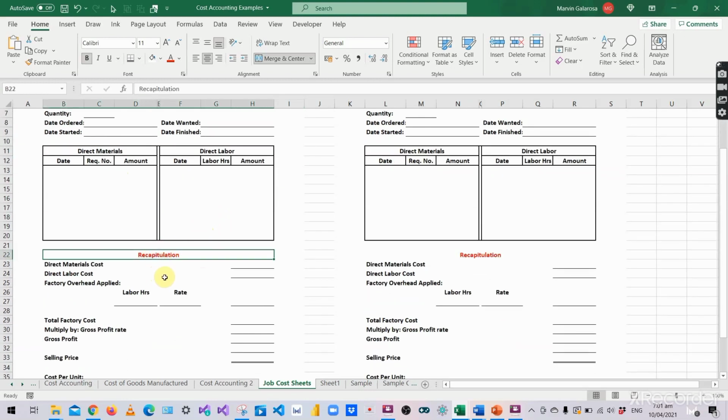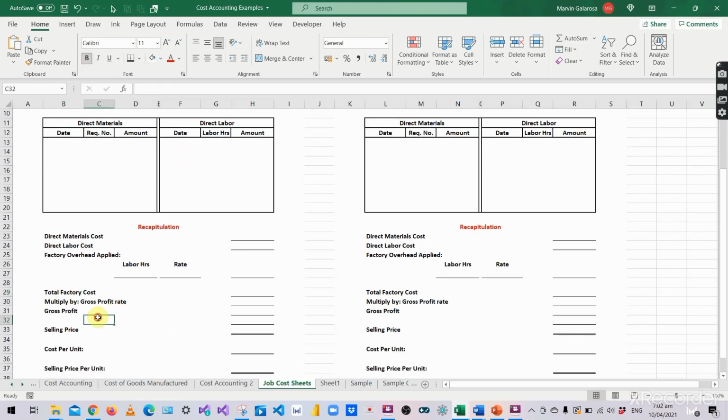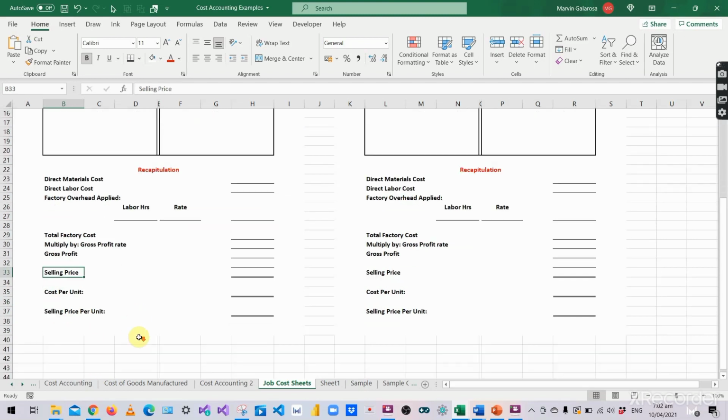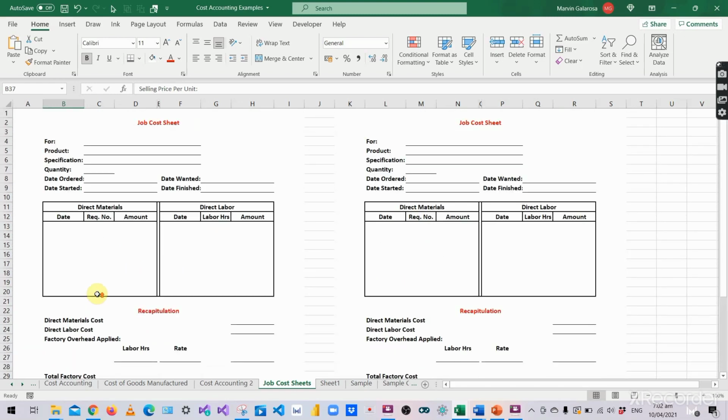Then after that, you will have this recapitulation. Ano ibig sabihin nito? It simply means summary. So, isa-summarize mo lahat ng factory costs. Kukunin mo yung total ng direct materials, direct labor, and then yung applied factory overhead. Then you'll get the total factory costs. You multiply it by the gross profit rate to get the gross profit, and then you add the gross profit to the total factory cost to get the selling price. And then afterwards, makukuha mo na yung cost per unit as well as selling price per unit.